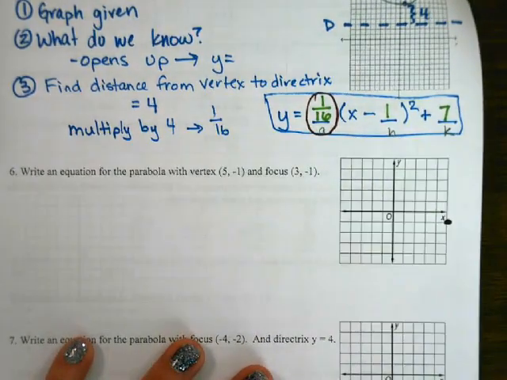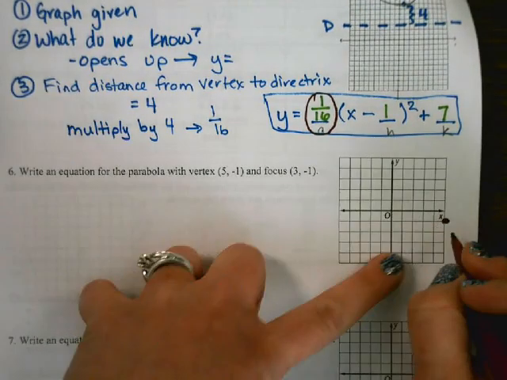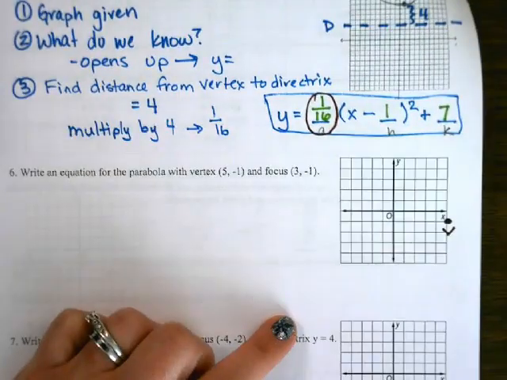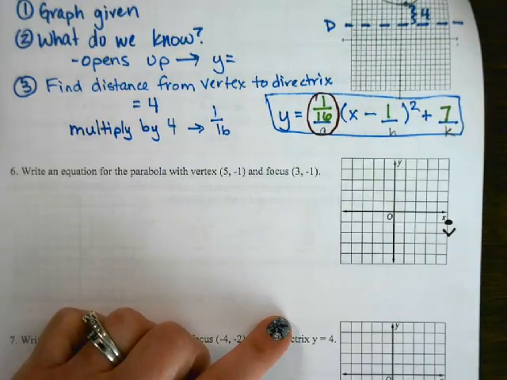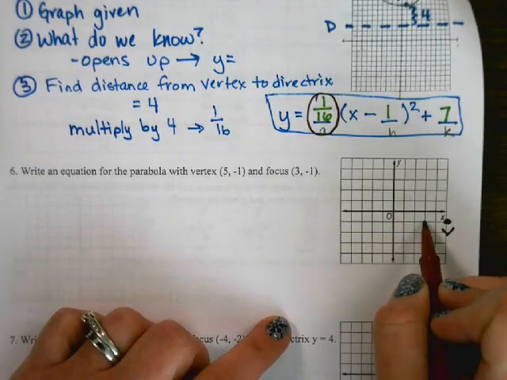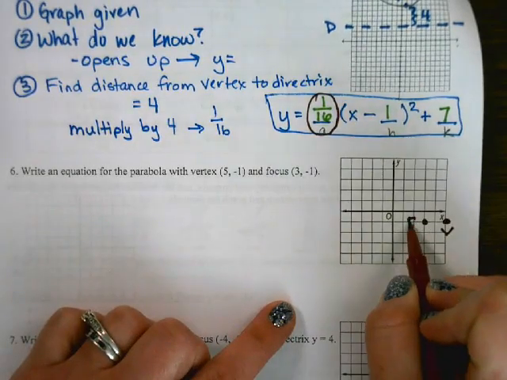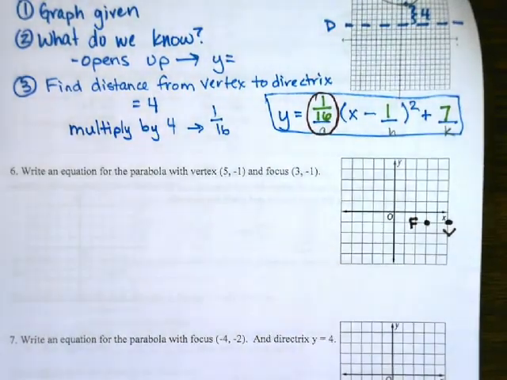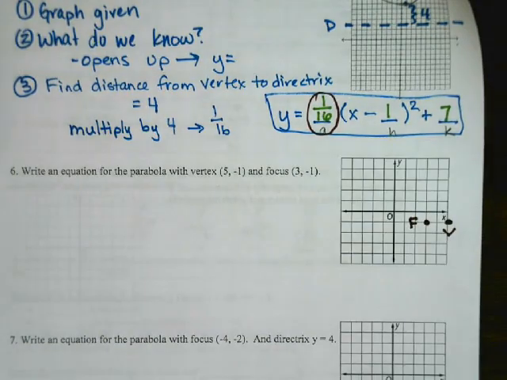Okay, so at 5, -1, and I like to put a little V by them or an F by them or something so I know which one I've got. So this guy is my vertex. And my focus is at 3. 1, 2, 3, -1. That means that it opens left. Yeah, this guy opens sideways, right?